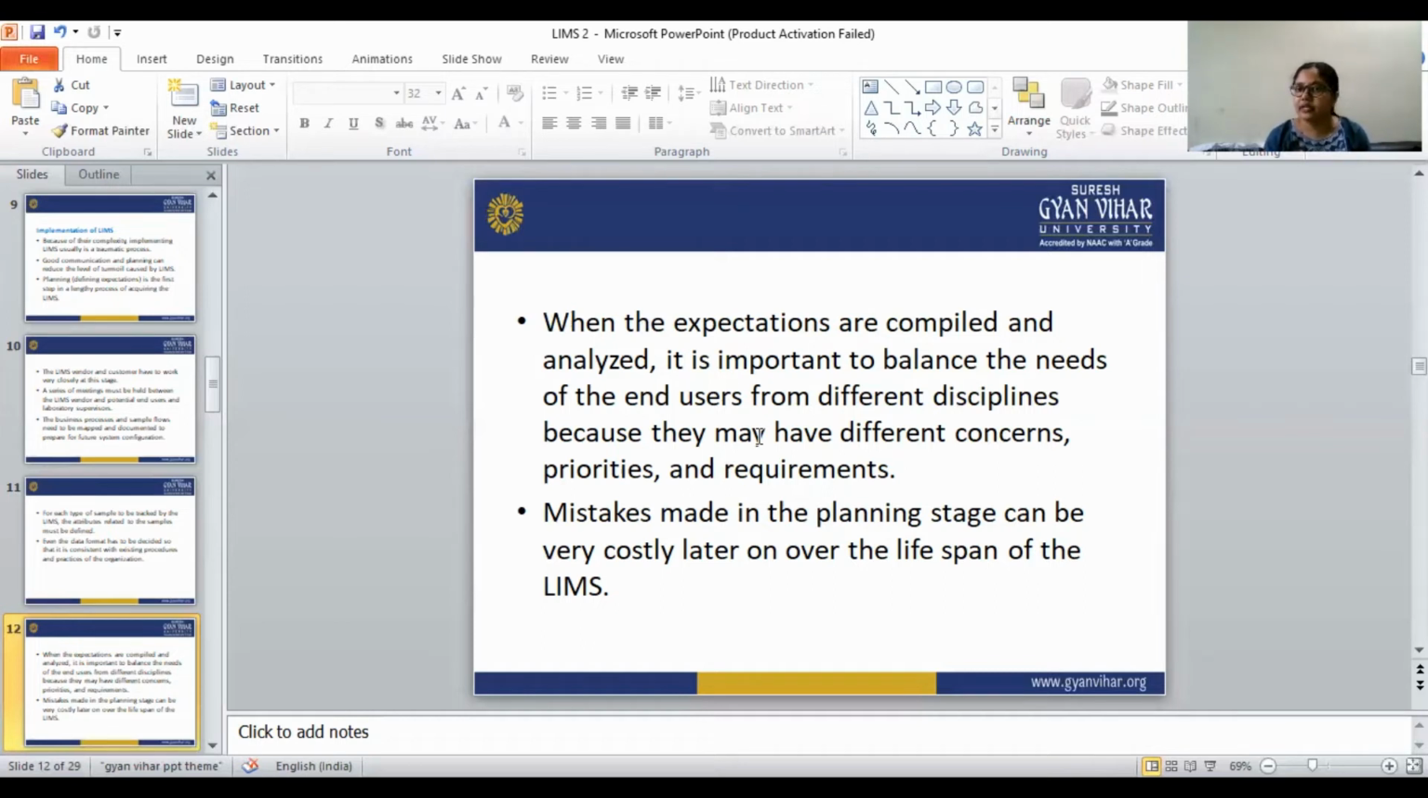They may have different concerns. Each discipline area, each of the supervisors, has different concerns, different priorities, and different requirements. So according to their different concerns, requirements, and priorities, the vendors have to balance all the needs, or give the particular disciplines the configuration they want. So it is necessary from the vendor side to compile all the needs of the customer side.